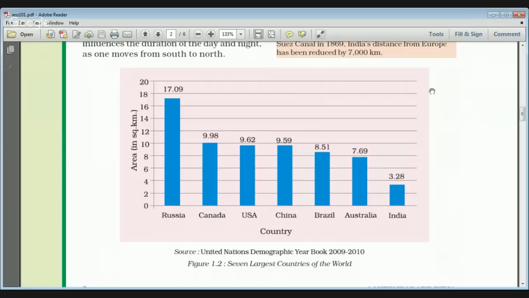See, one more fact is very important: Brazil is the country which is fifth largest in terms of area as well as fifth largest in terms of population.